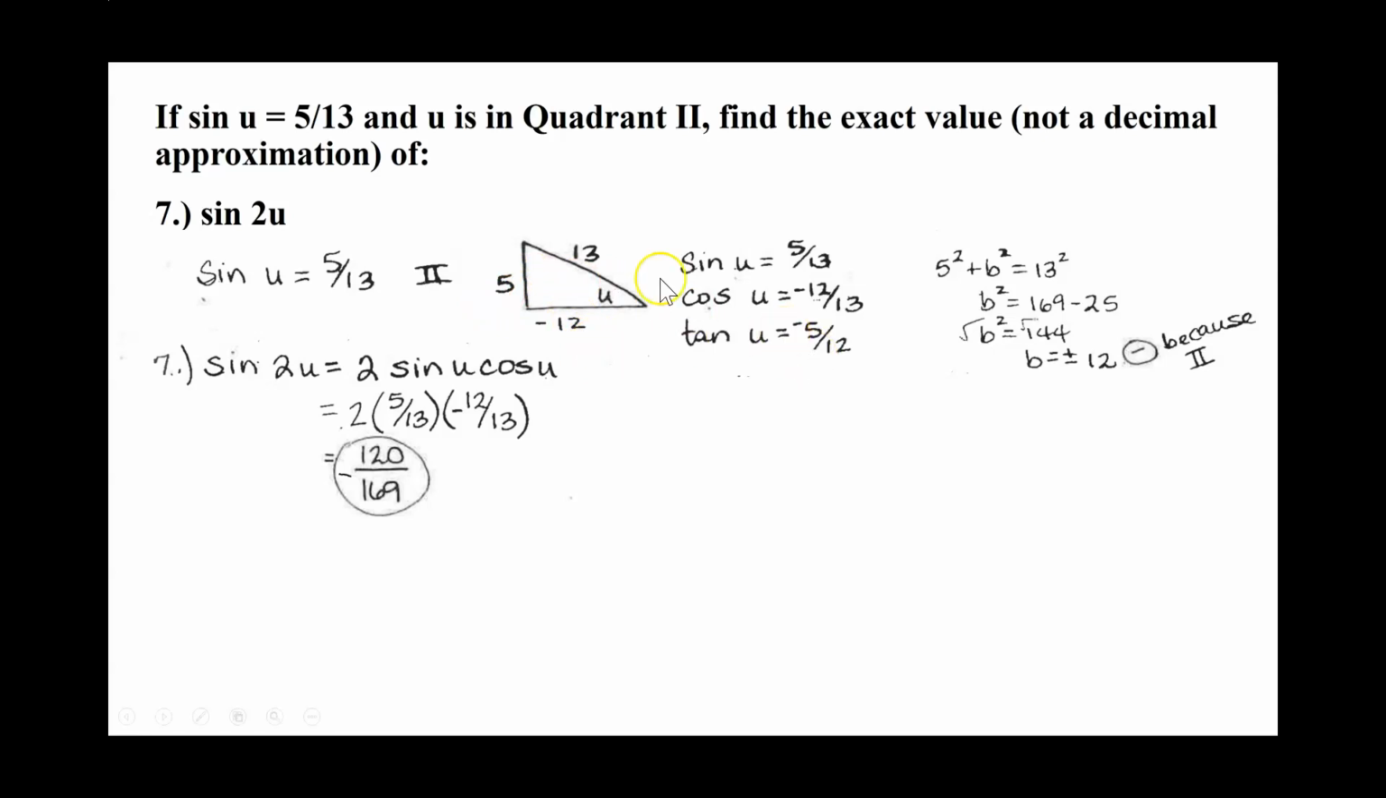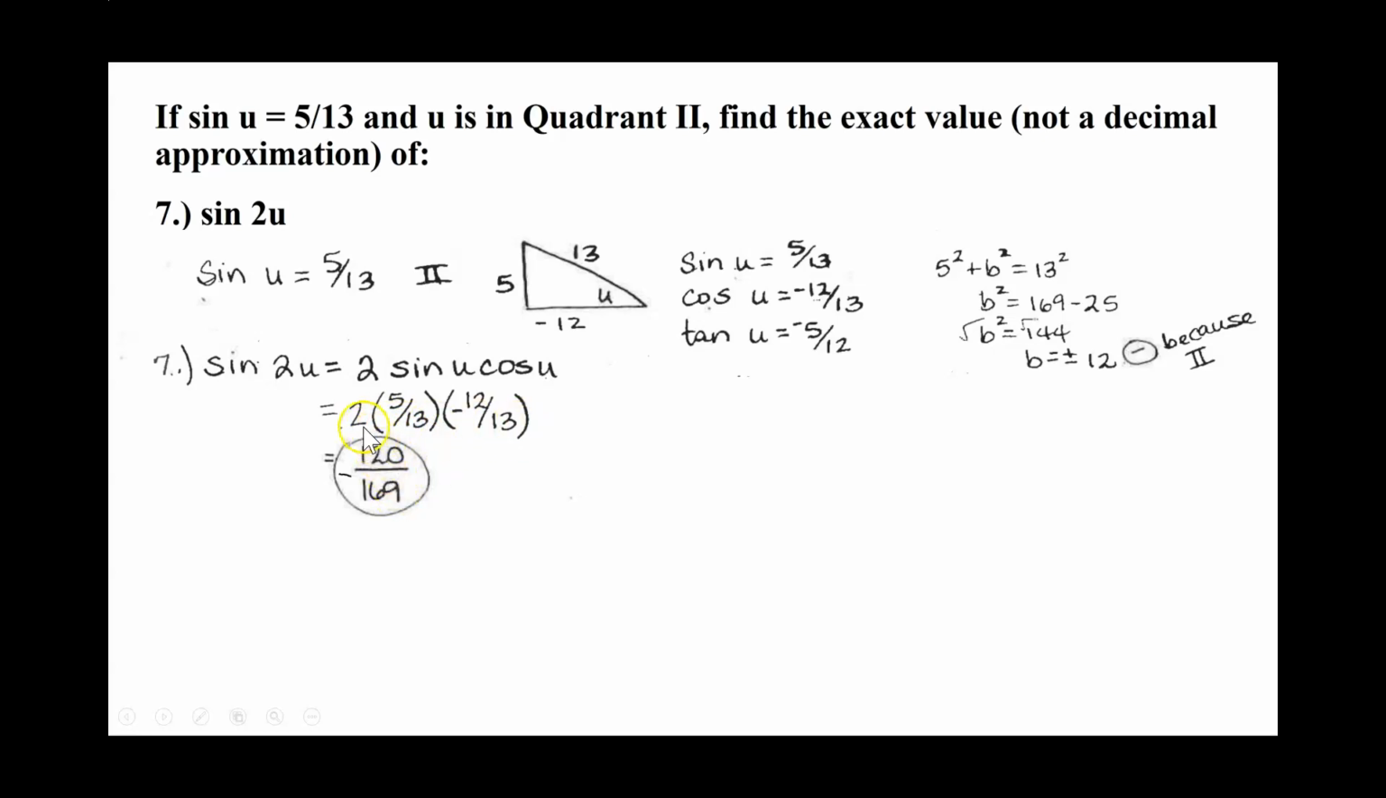So with that information, to find sine 2u, I'm just going to grab the formula off of my formula sheet, 2 times sine u times cosine u. And so we'll put 5/13 in for sine, and we'll put negative 12/13 in for cosine, because again, that's what we got up here. And again, as we said, the sine and the cosine go away. They're replaced by the value. All right, so 2 times 5 is going to be 10, times a negative 12 would be negative 120. And then 13 times 13 is 169.